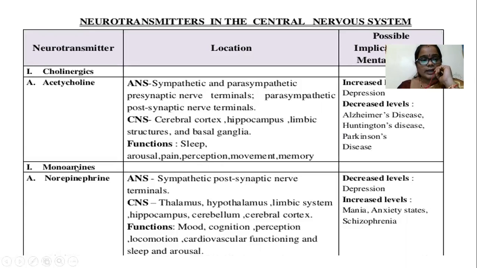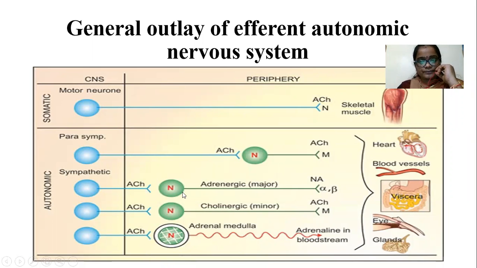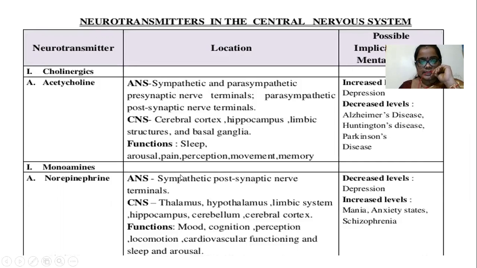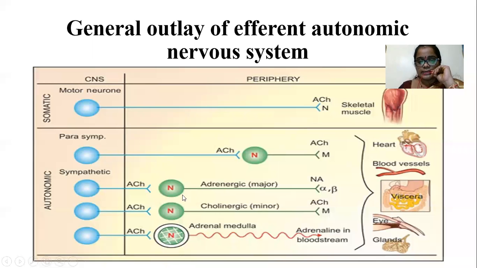The second one is the monoamines, norepinephrine. See the norepinephrine location. In the parasympathetic nervous system, there is no norepinephrine. In the sympathetic nervous system, what is the location? The postganglionic or postsynaptic nerve terminals. Sympathetic postsynaptic nerve terminals. So the norepinephrine location in the ANS is only the sympathetic postsynaptic nerve terminals.